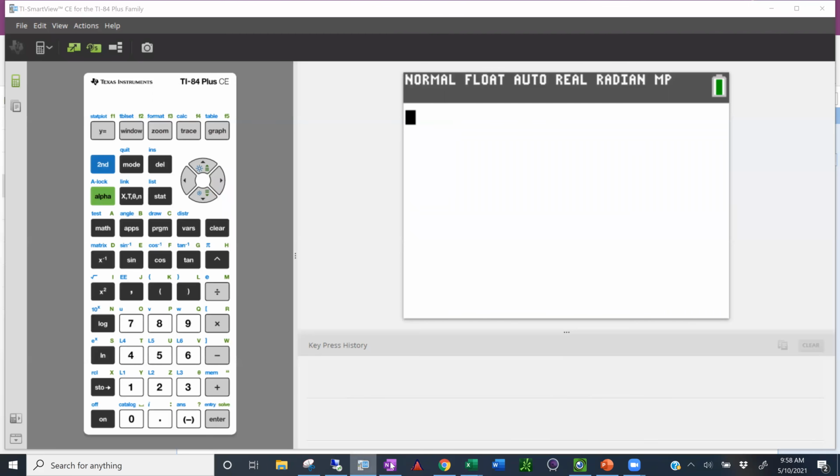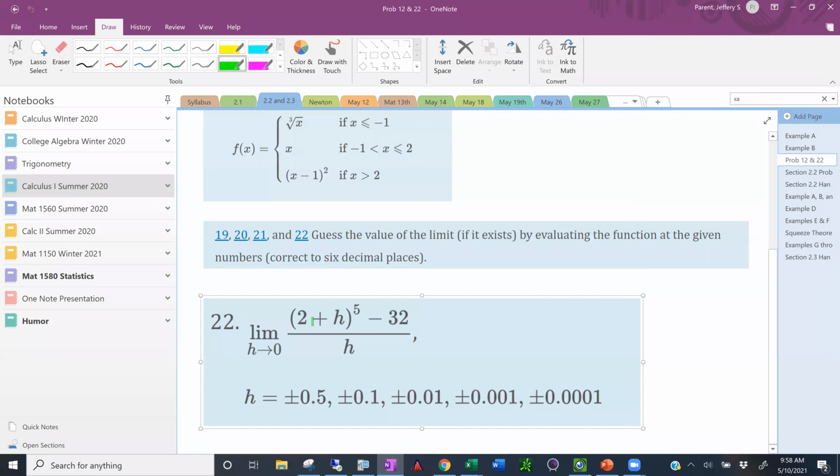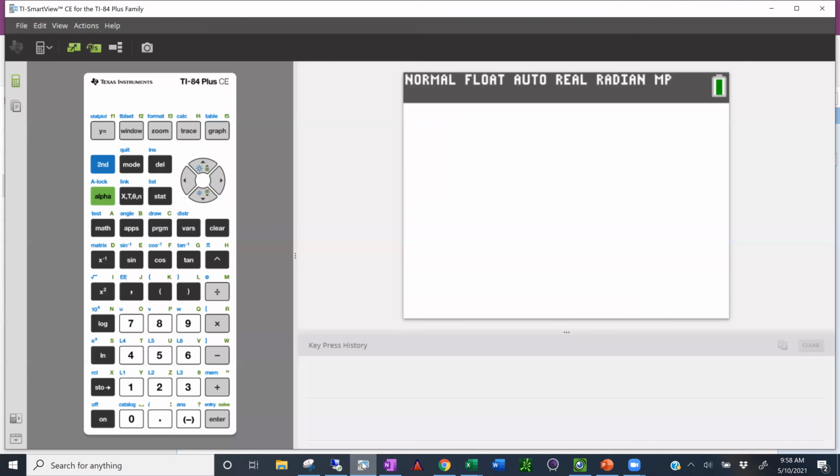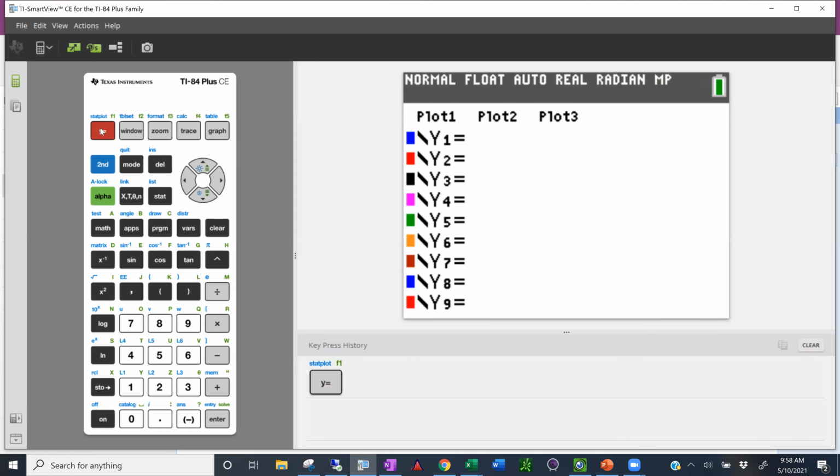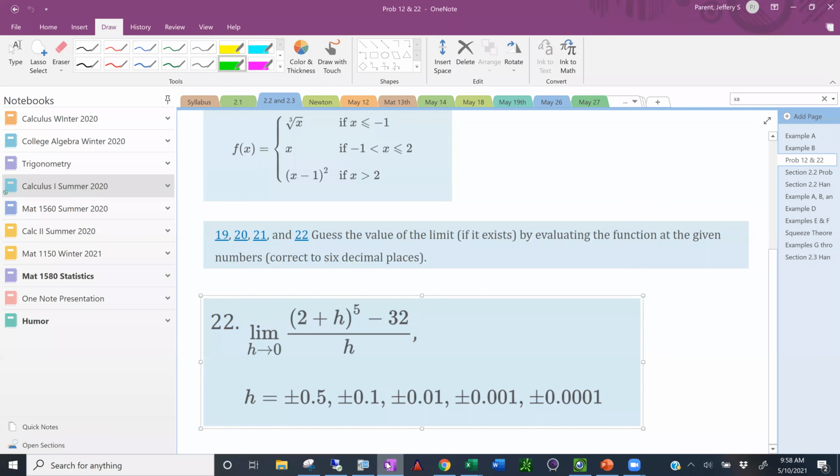So looking back at our function, I want to type that one in. I'm going to use an X as opposed to an H, just because it's going to be convenient. I'm going to hit the Y equals key. Now there's a couple of ways you can put this in. It kind of depends on how up to date your calculator is, if you want to get fancy or not. It's up to you.